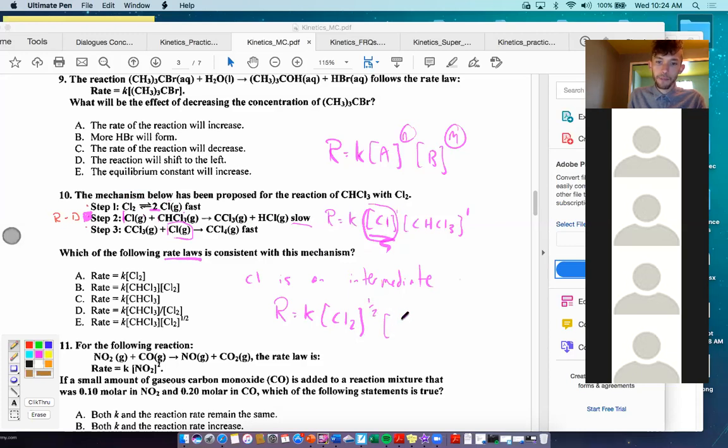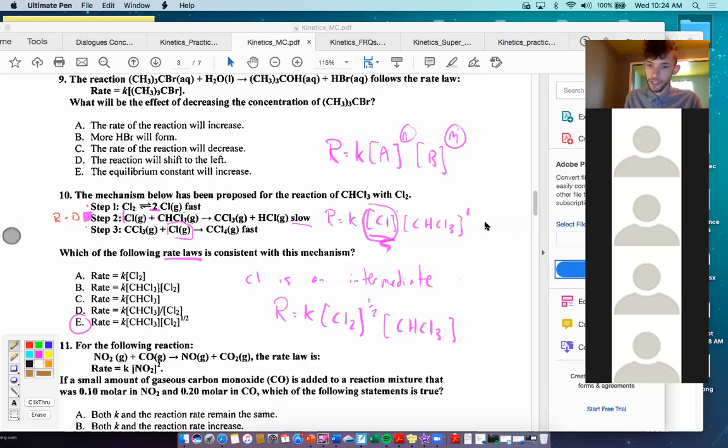So we haven't seen an example like this. This is a really good one for us to go over. I can see that I'm actually going to have a half power. It's going to be a half order with respect to Cl2. Isn't that funky? So the answer ends up being E, just like that. That one was a little bit complicated, but you've got to be able to determine what the rate determining step is, write a rate law based on that, and then if there's an intermediate, you have to get it out, replace it with something that was produced in a fast step.